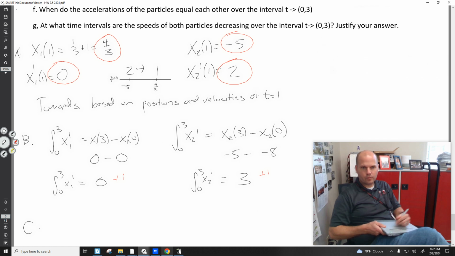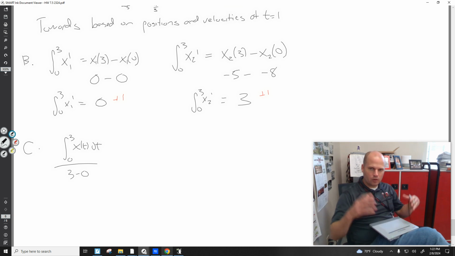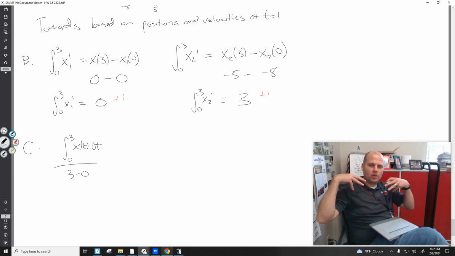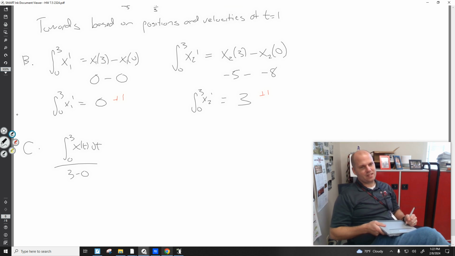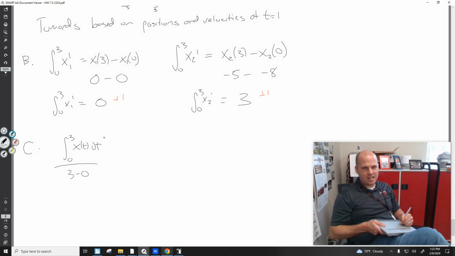Okay. To find an average position, we want to accumulate our position from 0 to 3. Not our derivative, our position. Divide it by my interval. Add up all my things, divide by the total. What this means, since we don't have a calculator, this goes back to the beginning of the homework. We need big X of 3 minus big X of 0.